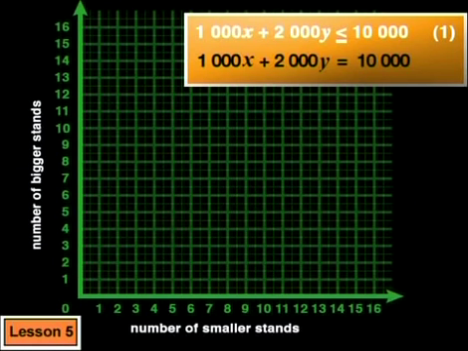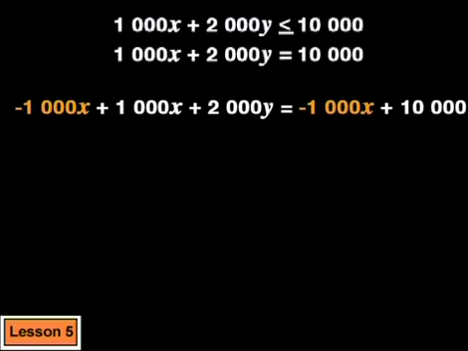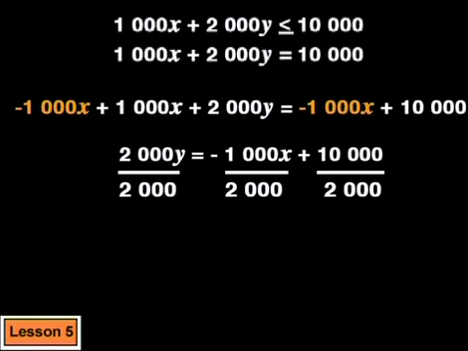We can plot the straight line for the equation first and then decide about the less than part of this. We can plot the graph for this equation in whatever way we find easiest. We could find the x and y intercepts, or we could put this into a form that we are used to, y equals mx plus c. This is the way I'll do it for now. To get into this form, we subtract 1000x from both sides. Then divide through by 2000. So, y equals minus a half x plus 5. That looks easier to put onto a graph.